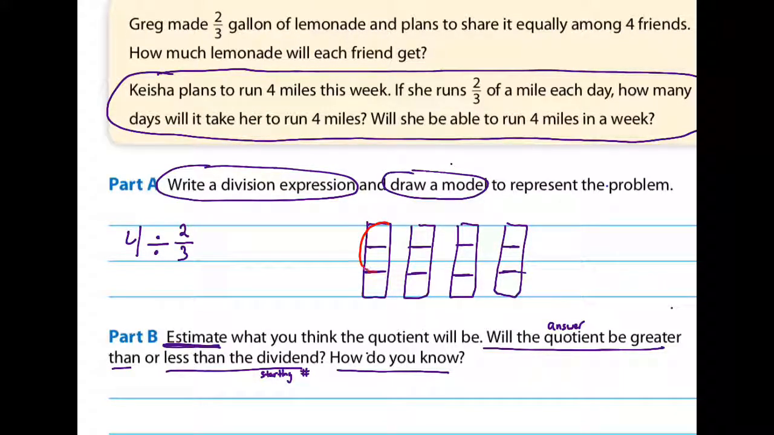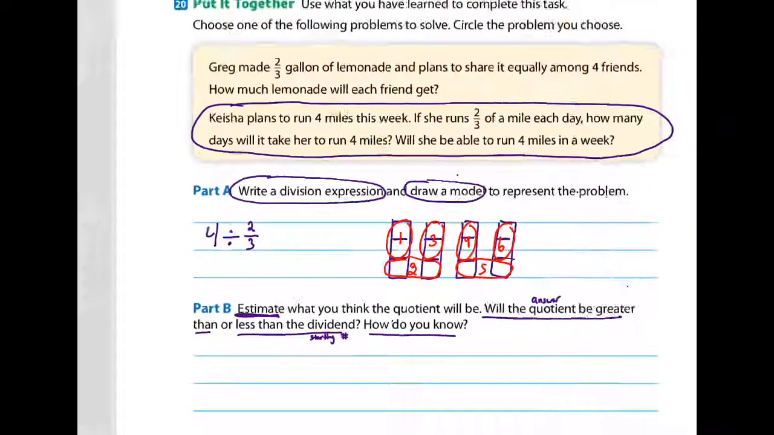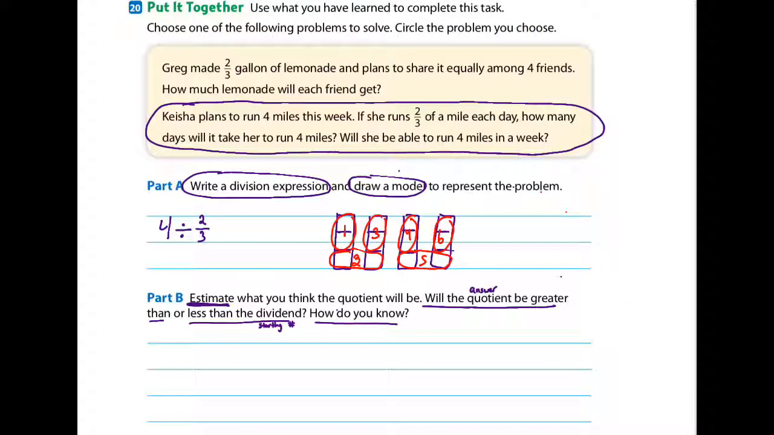So here is 1, here is 2, 3, 4, 5, 6. Each one of those things I circled is the 2/3, and it's also how far she runs in a day. So if I count all those up, I've got 1, 2, 3, 4, 5, 6. So that means the answer, well, I wasn't supposed to answer yet in part A, but I at least have the model done. All right.